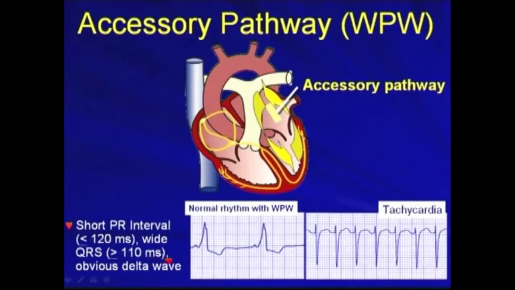And then you have a wide QRS complex, usually more than 110 milliseconds, and it's due to the obvious delta wave. Here's a delta wave, so short PR interval, delta wave, wide QRS complex. These are the characteristics of Wolff-Parkinson-White syndrome. And this is an example of tachycardia as a result of reentry using the accessory pathway.